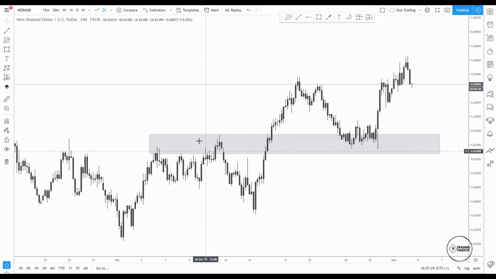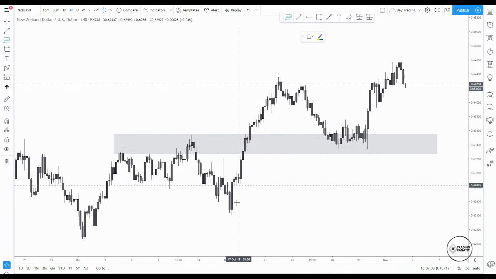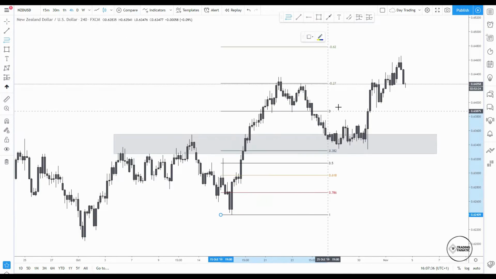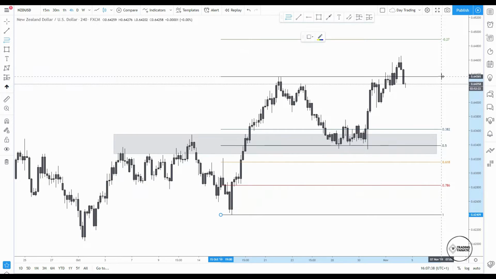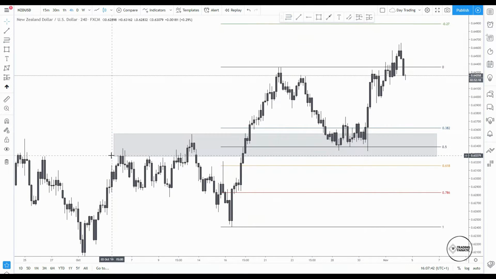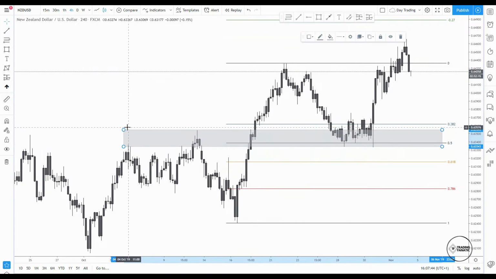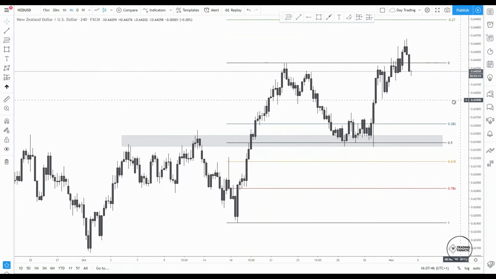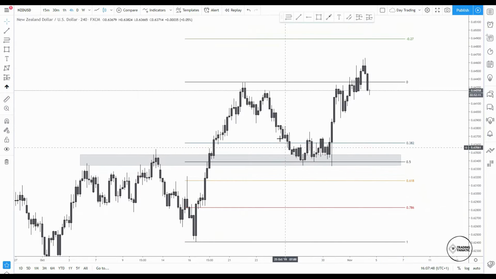Wait for zones, for levels to get violated with impulsive moves, with impulsive legs. So we start the process. We plot our Fib. And what do we wait for? Well, let's say we see that there is a very nice zone in and around here that got broken. So we want to see price action pull back to the 50%. Boom, price action reaches 50%.